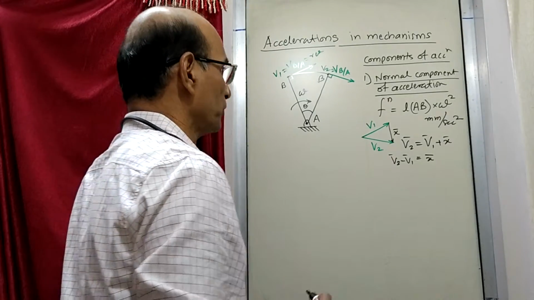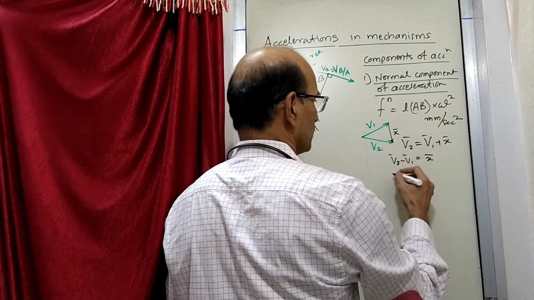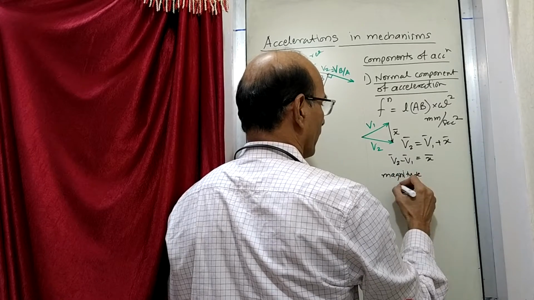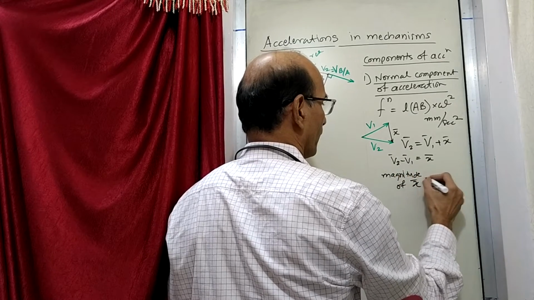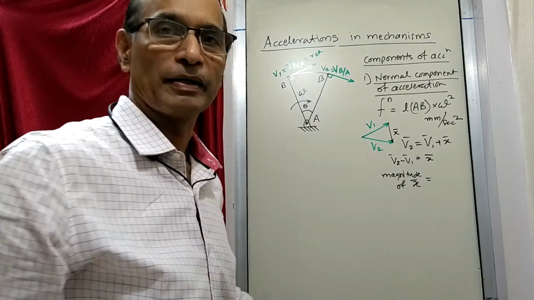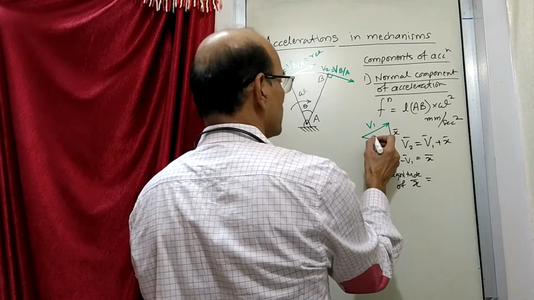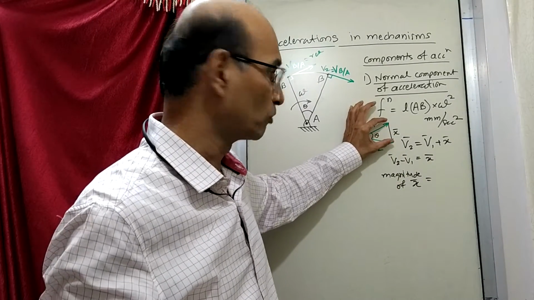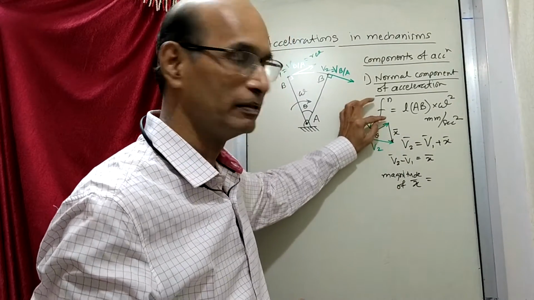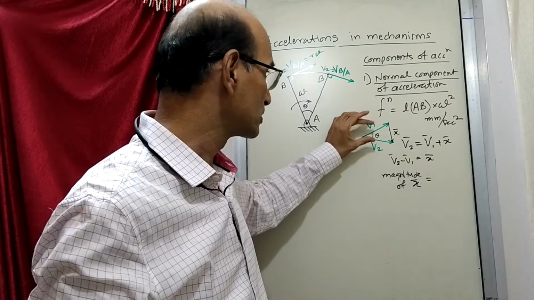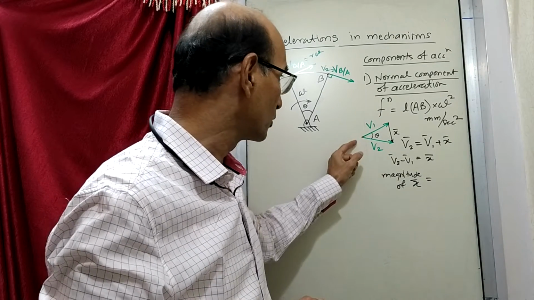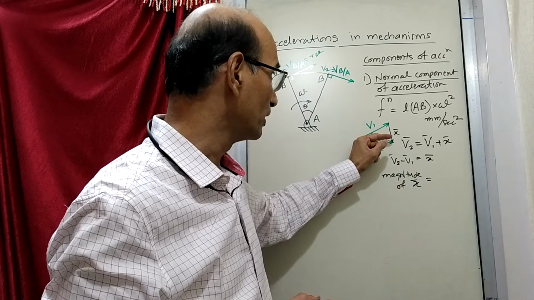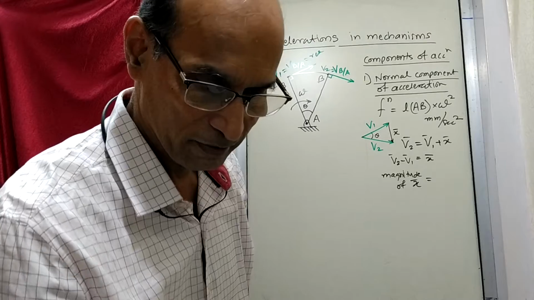Now what will be the magnitude here? What is the magnitude of this length? What will be the magnitude of x? You can see this angle theta is the same as this angle theta. So if you are asked to find the length of this line, then if the angle is small, this length is equal to distance into angle in radians. Now what is this distance? Well, right here.